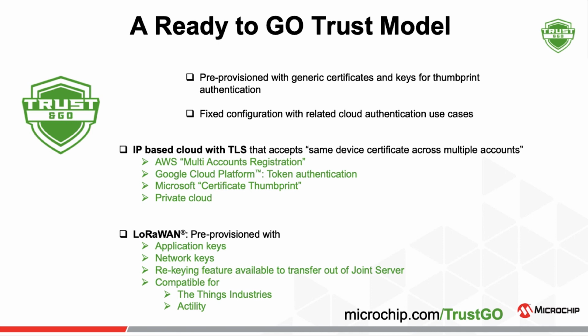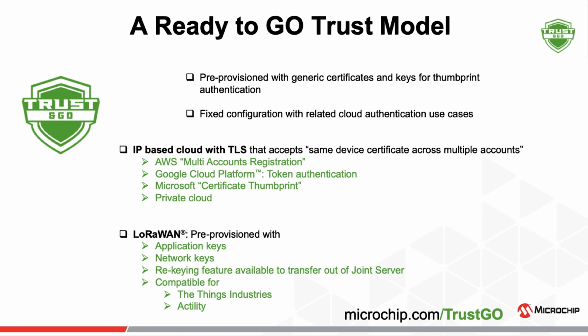if we look at the 3 main platforms, Amazon, Google, and Microsoft. So Amazon has something called multi-account registration. Google has something called JSON Web Token authentication. And Microsoft has the concept of certificate tampering. So what does that all mean? It allows you to authenticate a device with only the device certificate, or in other words, the public key in some cases, if we simplify it.